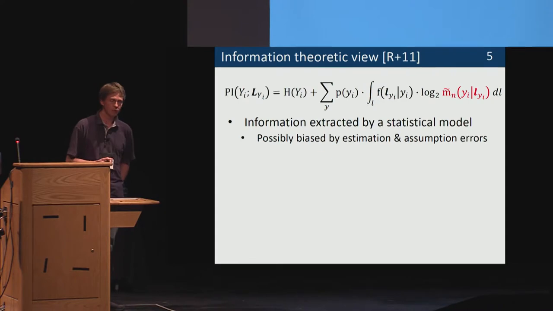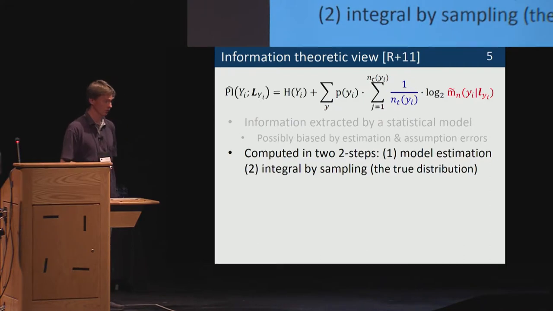So intuitively, this is really the amount of information that you can extract from the sample with a given statistical model, possibly biased by both estimation and assumption errors. So if you look at the equation, it may seem that we are not so much advanced because there's still the F here that we don't know, but the good news is that this time this is something that we can actually compute in a two-step process.